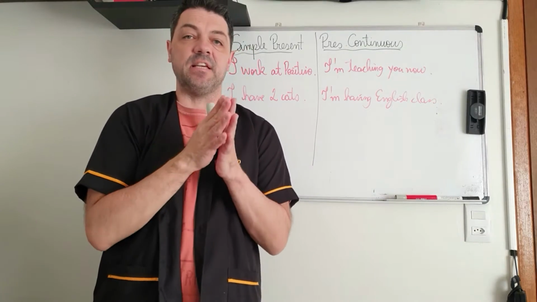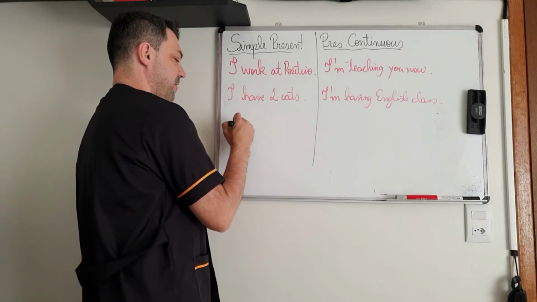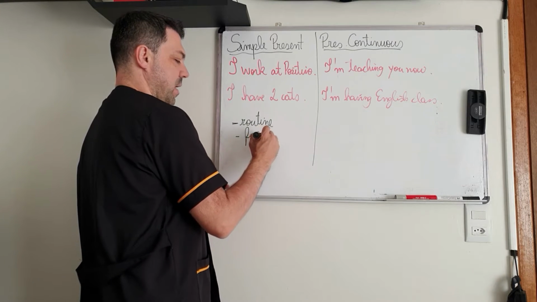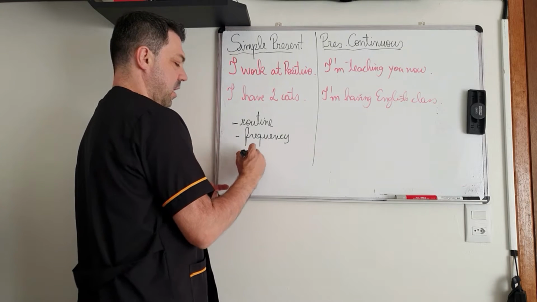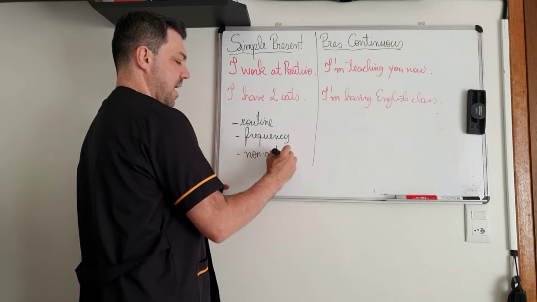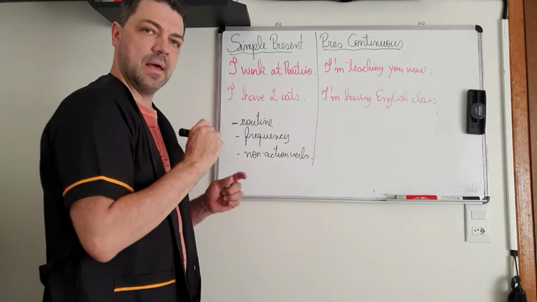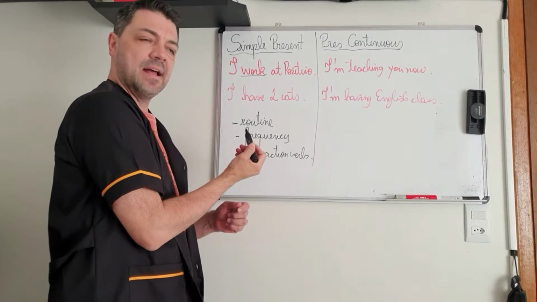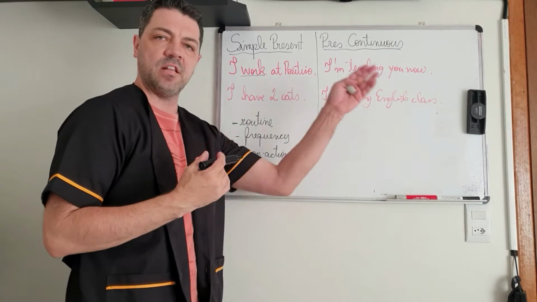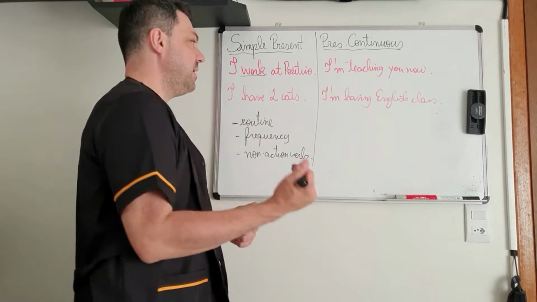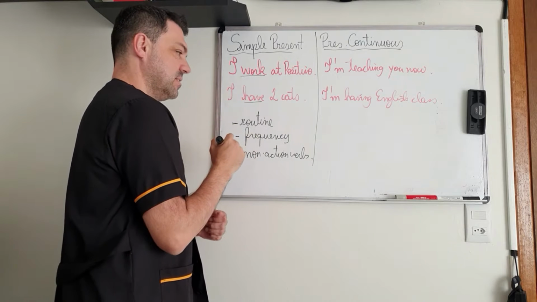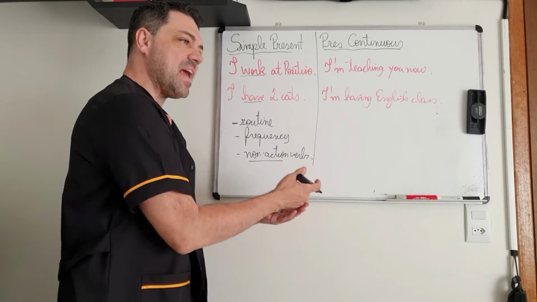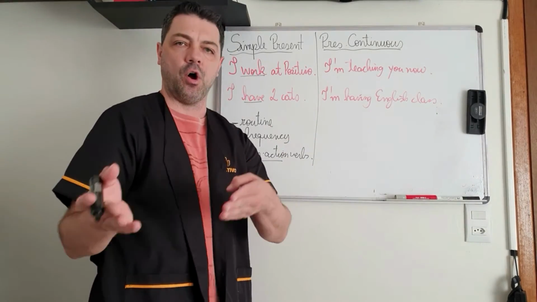The main idea of simple present is when you refer to routine, frequency, and also non-action verbs. Pay attention here. I work at Positivo. This is my routine. This is what I do every day since long time ago. Yeah? So that's my routine. I have 2 cats. No action verb, because you cannot be having something. Or you have, or you don't have.